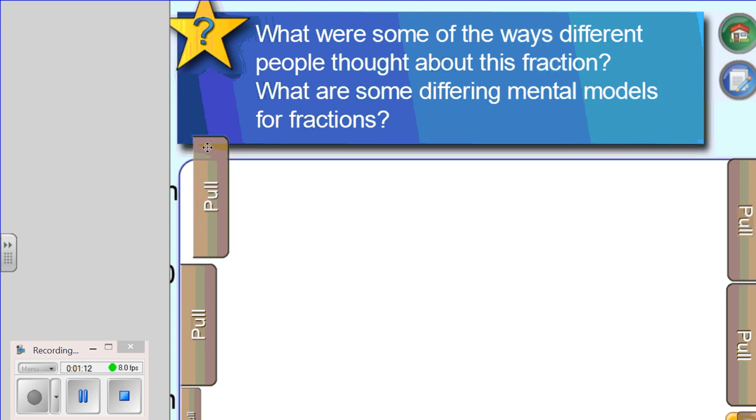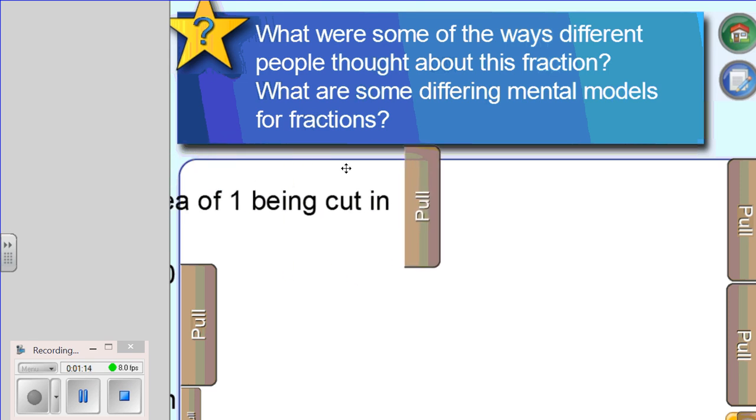Come on, pull tab, you can work. Maybe not. There we go.